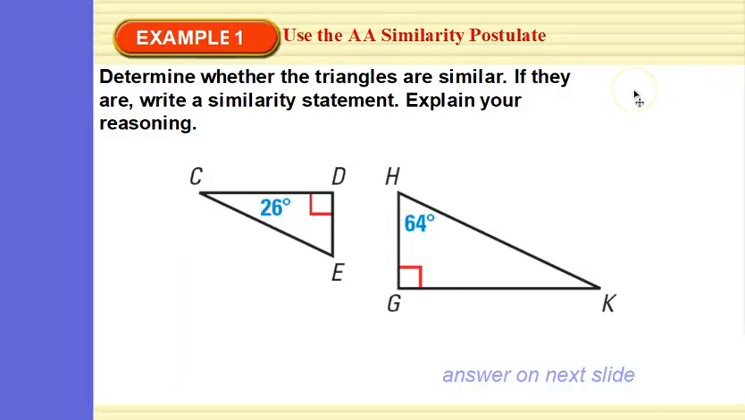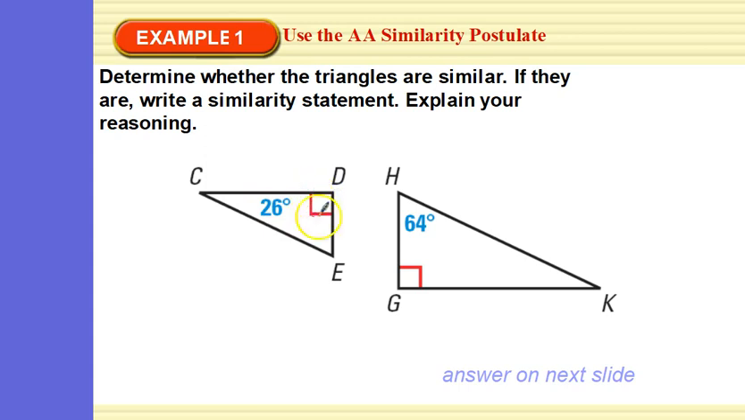Determine whether the triangles are similar. If they are, write a similarity statement. Explain your reasoning. Angle-angle similarity: as long as their angles are congruent, then the triangles are similar. If you have a 30-60-90, they are similar no matter what, because you could have a small one or a large one, but they will always be proportional as long as they have the same angle measures.